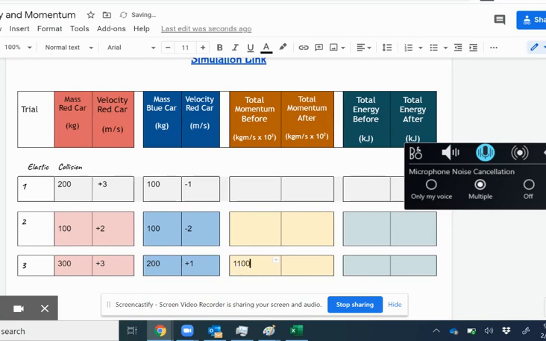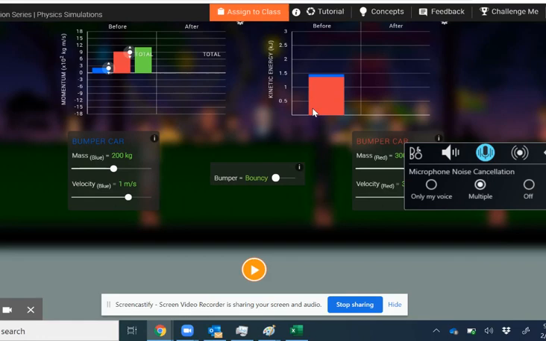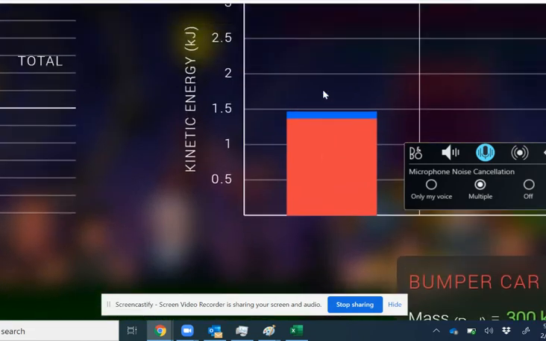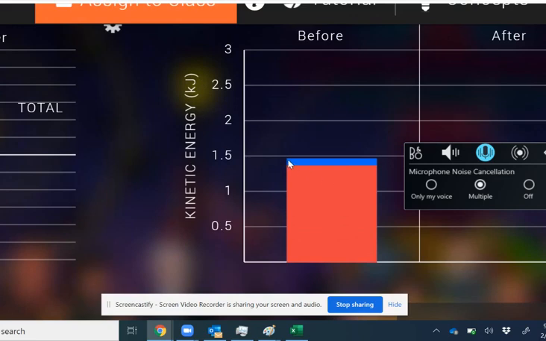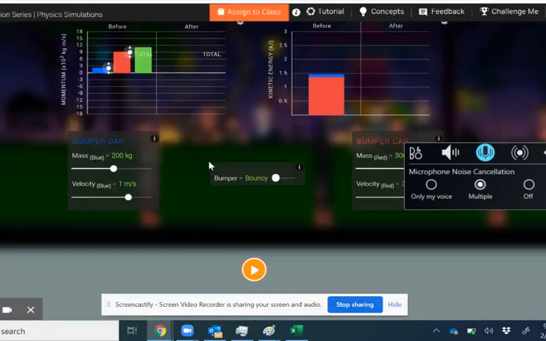Okay, now if you know the law of conservation of momentum, you should know that momentum is always conserved, so you kind of have an idea of what your after is going to be like. Let's see what else I know. Let me fill in the energy information. So the kinetic energy here, this looks like 1.4 maybe when they're added together. Let me fill in that also, total energy before, 1.4. Perfect. Now I'm ready to allow them to collide, so I hit the play button.